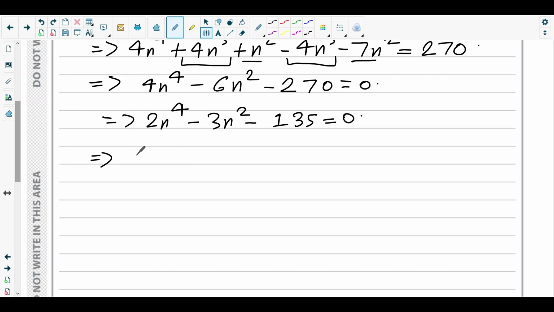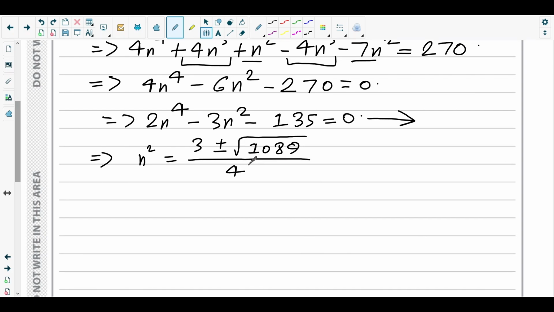Okay, let's use the quadratic formula. We will get n squared equals minus b plus or minus, just comparing this with a quadratic equation. In place of n to the power 4, it will be n squared whole squared. That's why we are getting the solution for n squared at first. So 3 plus or minus the square root of b squared, which is 9, minus 4 times 2 times negative 135. That is 1089, over twice of a, which is 4.